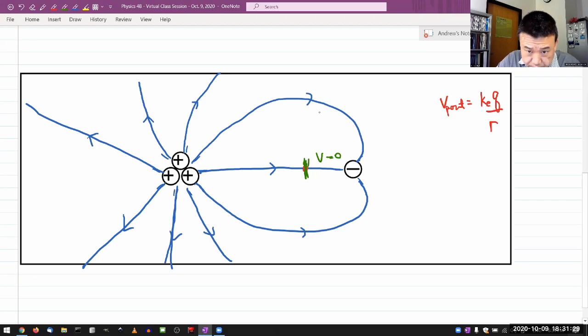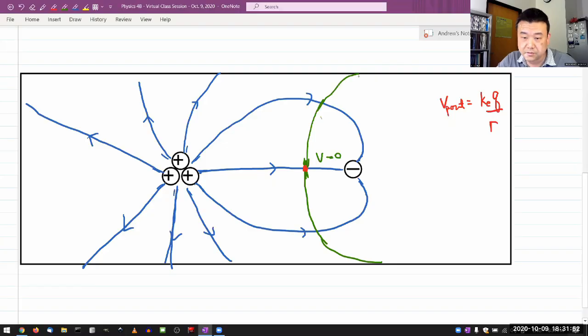So let me try to find a place where I can cross reasonably. Maybe somewhere here. Looks roughly perpendicular. This is where I'm eyeballing. So I guess maybe I didn't mess up as much with electric field lines as I thought. So the V equals 0 line will look something like this.